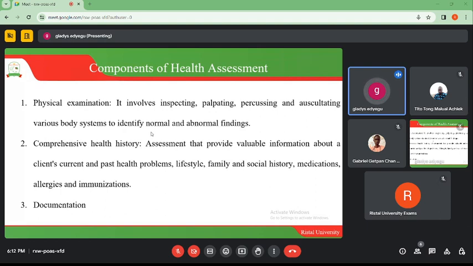Then the other thing is documentation. You have to document. When you've examined the lymphatic system, what have you found? You document. So whatever you do to your patient, you have to document as evidence of your assessment, and that will lead you to your management.